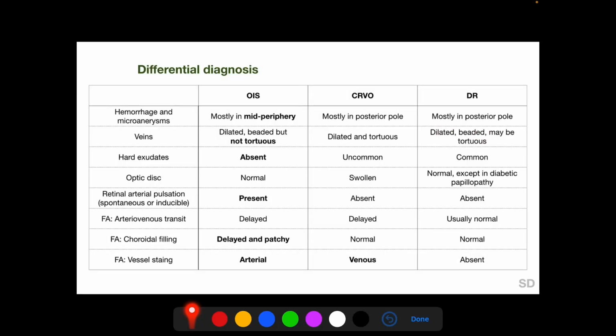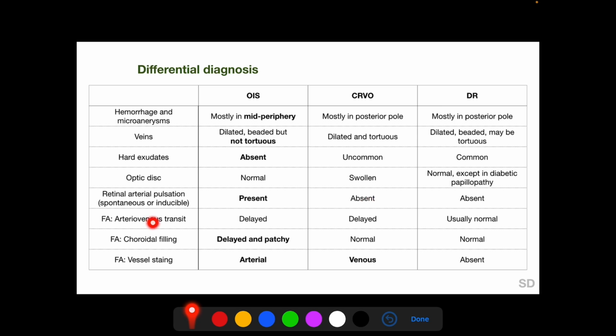In DR, the veins can be dilated, beaded, and also tortuous. Hard exudates are not found in OIS but may be found in CRVO and is commonly found in DR. Optic disc appears normal in OIS and in most cases of diabetic retinopathy but appears swollen in CRVO. Spontaneous or inducible retinal arterial pulsation is present in eyes with OIS but is absent in eyes with CRVO or DR.